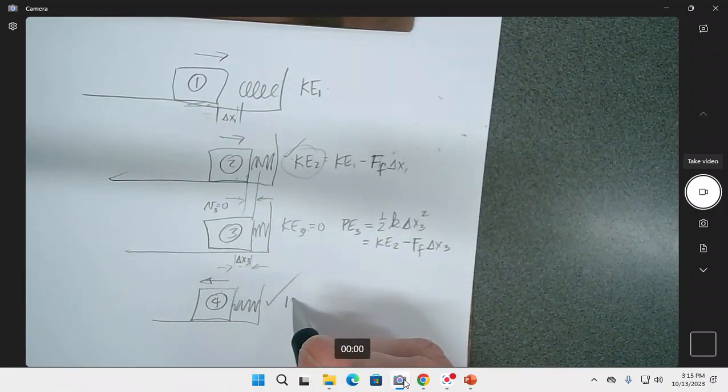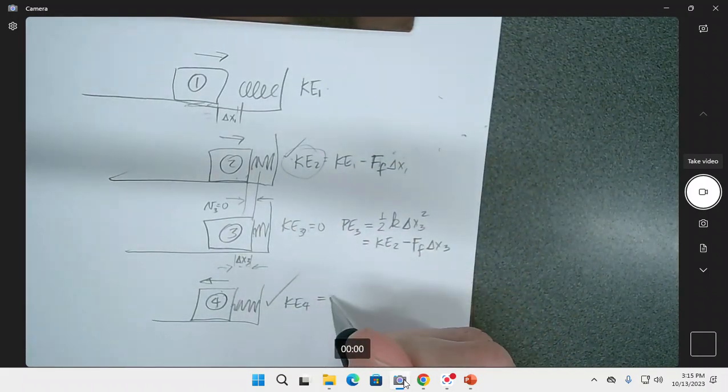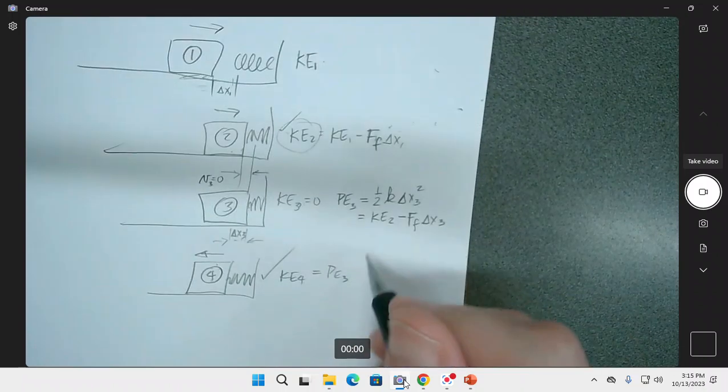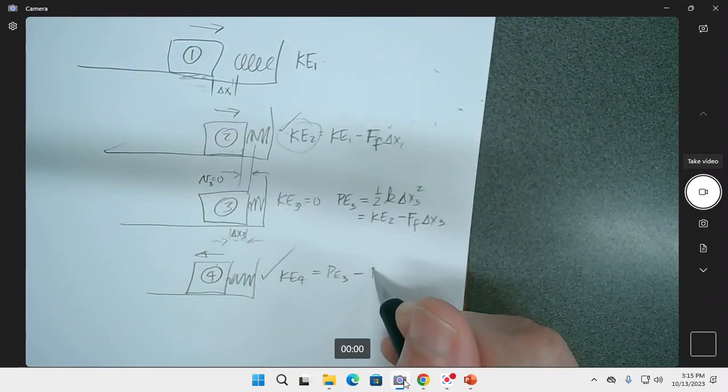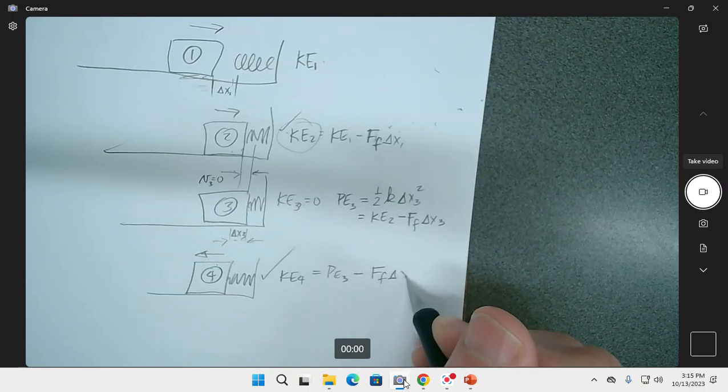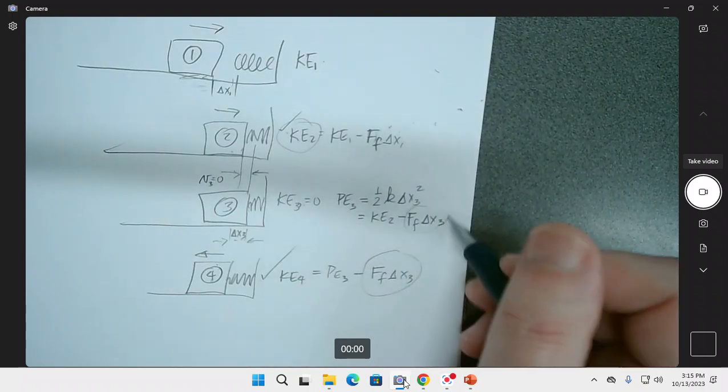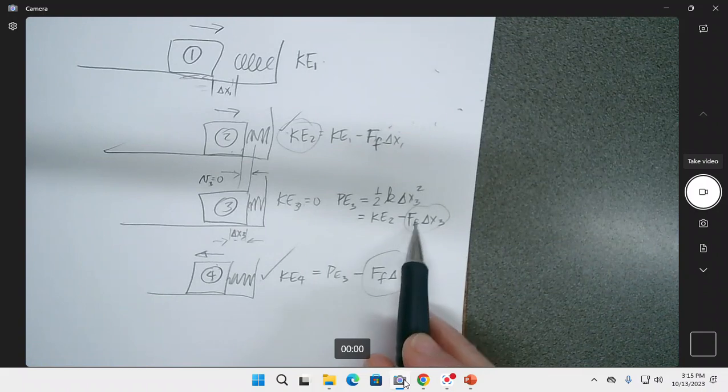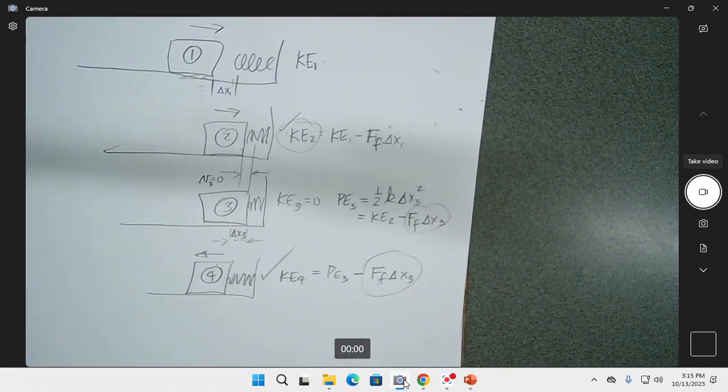Then kinetic energy 4 is going to be equal to potential energy 3 minus friction force right here, times X3. So there's going to be 2 of these, right? This is not the same one as this, even though it will be the same value. It will have moved out this amount right there.